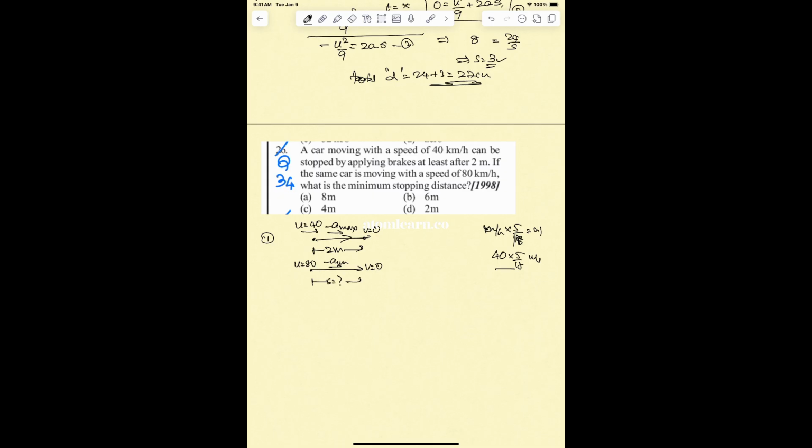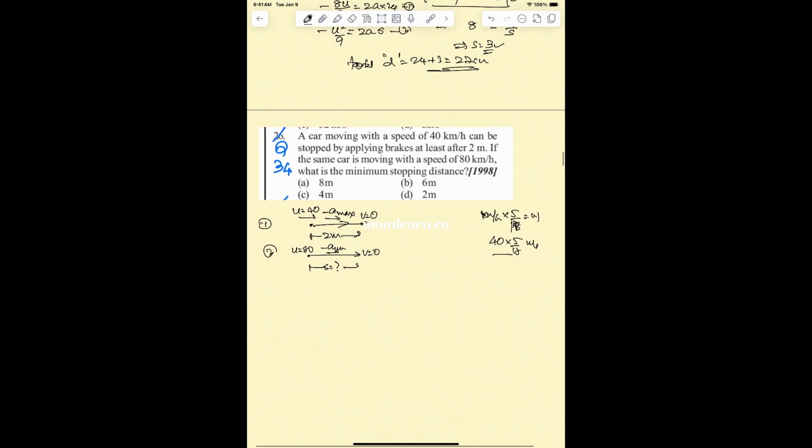Let's call it S. S is unknown, which we have to find out. This is the second situation. Therefore, for the first situation, calculate the situation. What is the formula to be used?